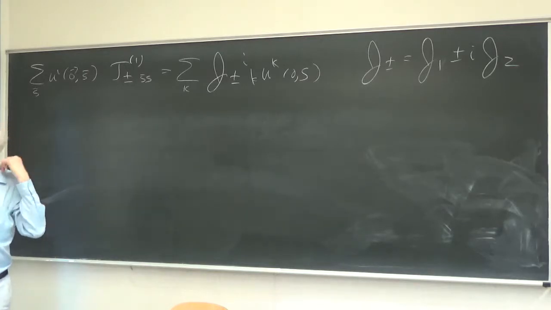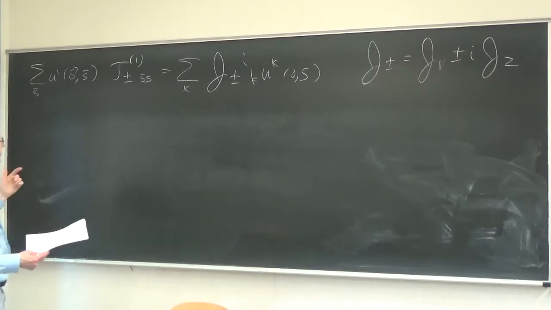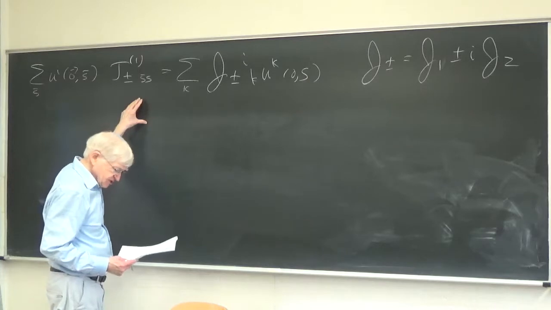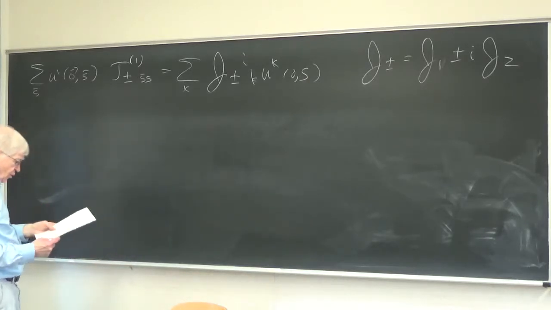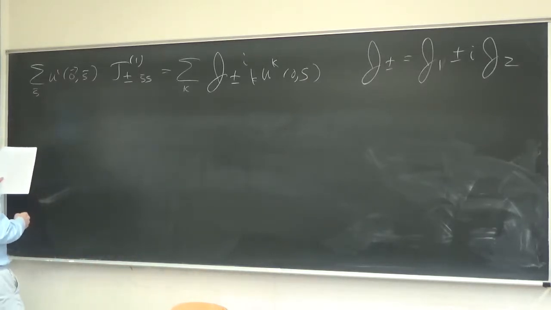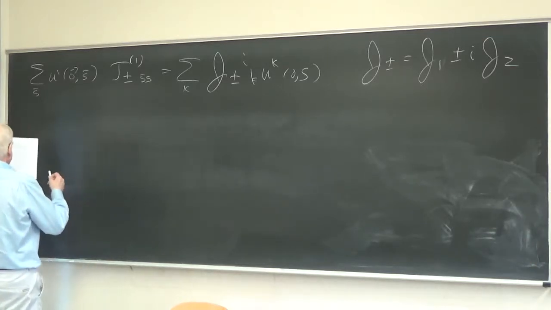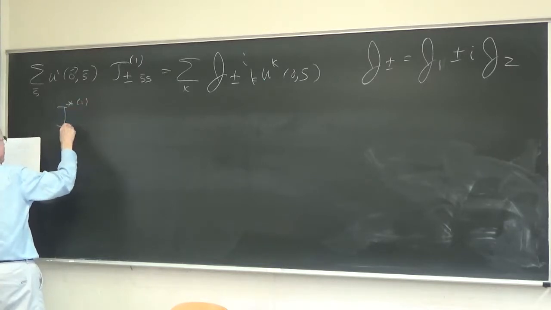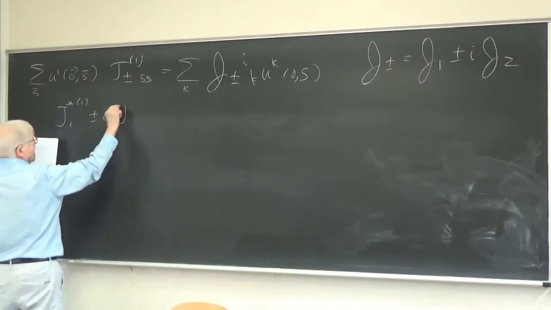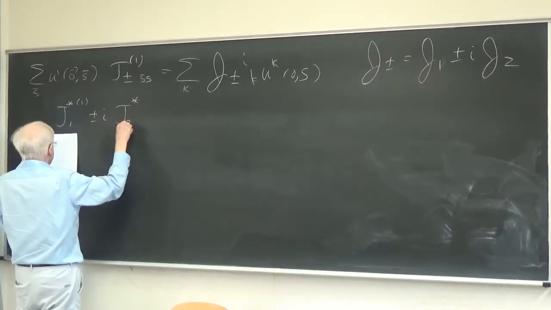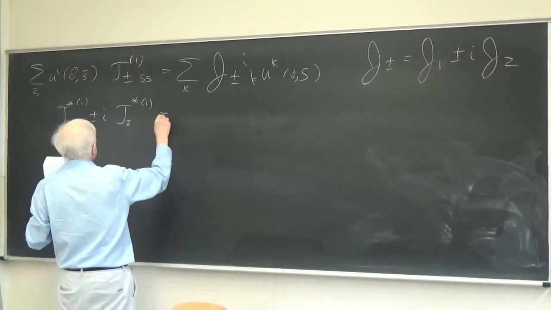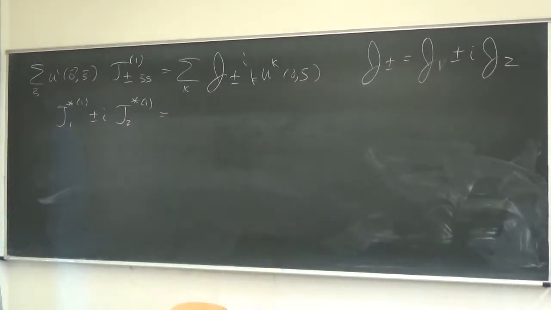And now, if we take the J1 equation plus I times the J2 equation, we get J minus J plus instead. In other words, J star 1 plus or minus I J star 2 spin 1 is, well, J1 is real.